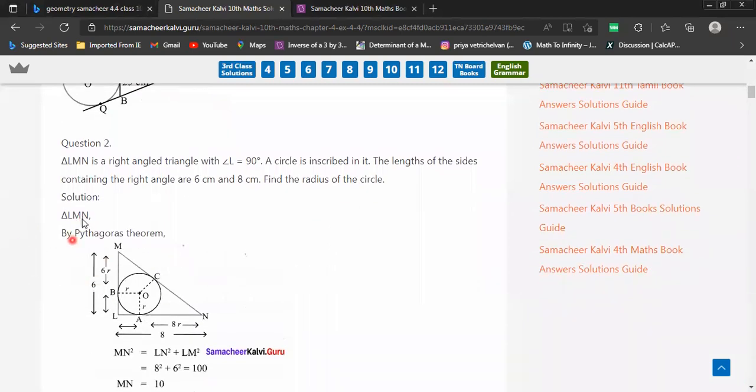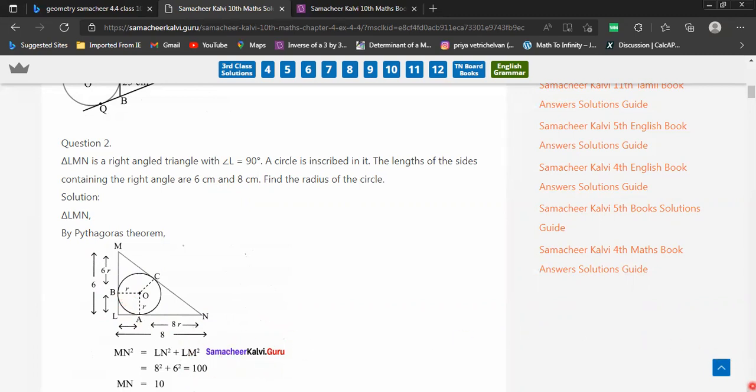So here also I have mentioned. You have triangle LMN is a right angled triangle with angle L equal to 90. So here you have 90 degree. There is a circle inscribed in it. The length of the sides containing right angle are 6 centimeter and 8 centimeter. So you have 6 centimeter and 8 centimeter. Find the radius of the circle, which means you need to find this or OB, OA, OC, all are radius only, anything is fine.